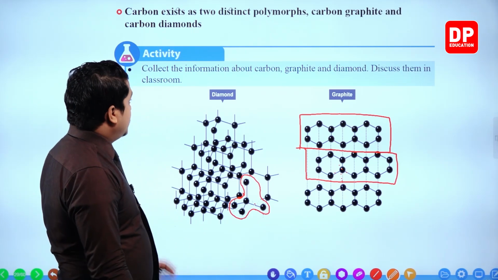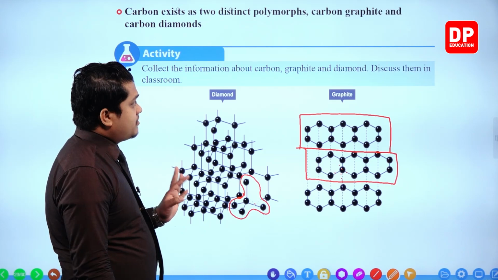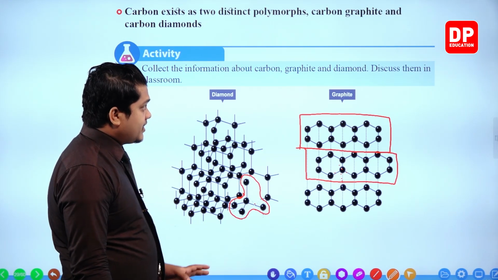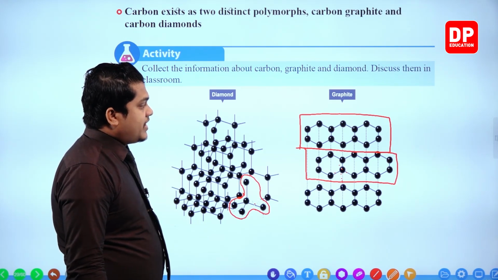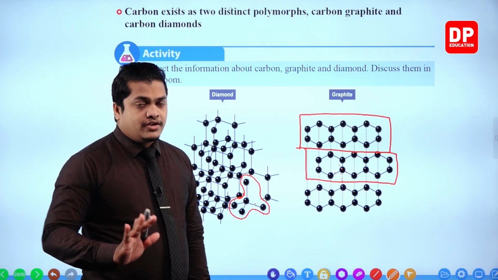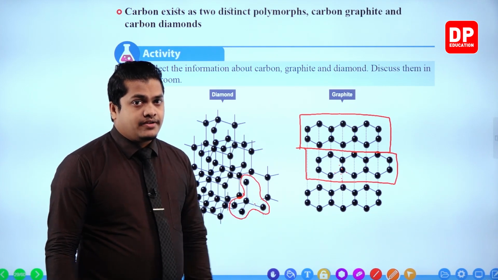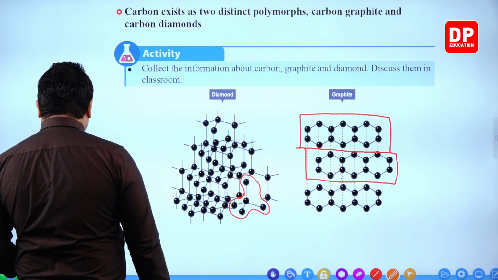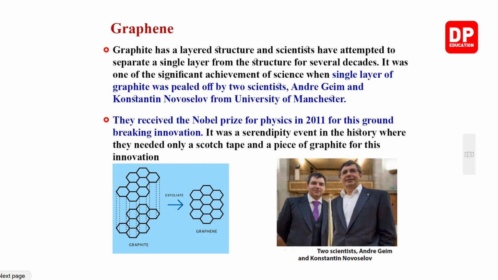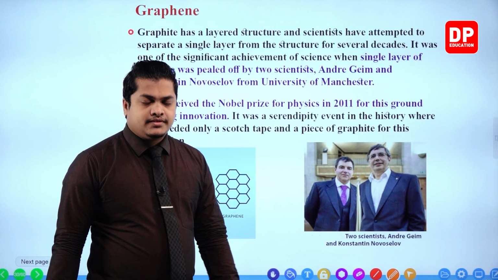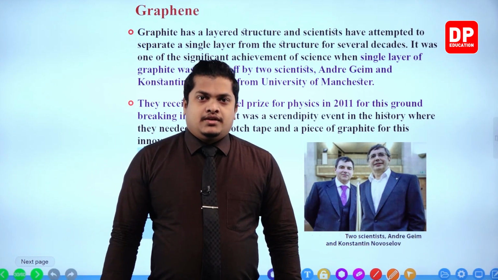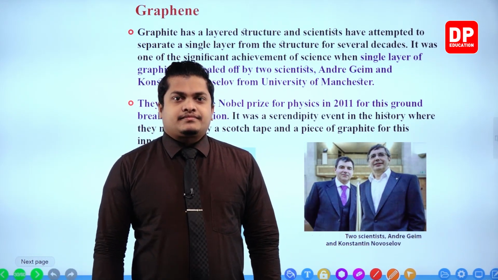Okay, so we have collected the information about carbon, graphite, and carbon diamond. So we have discussed it. I hope you got the idea about the properties related to diamond and graphite, right? Then let's head on to see the next one. The next fresh new topic is about what? Graphene, right? Graphene.